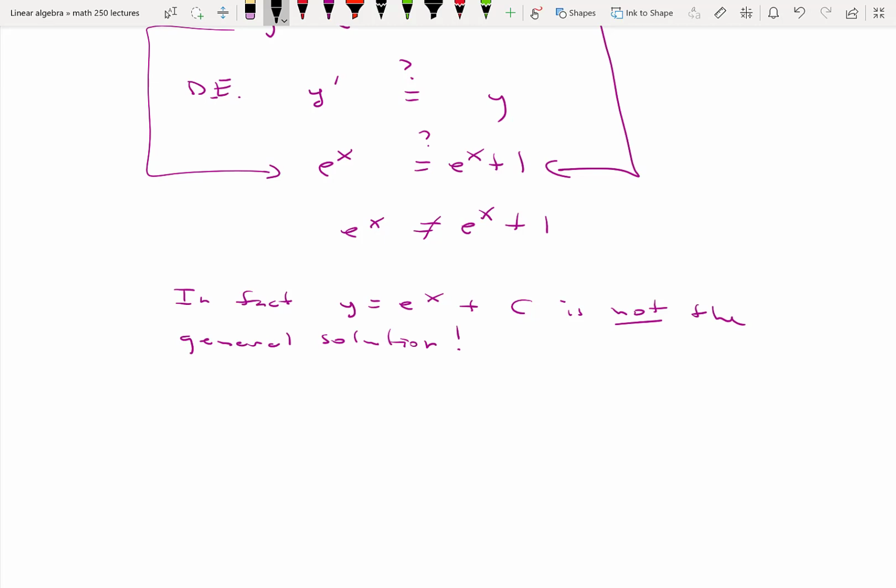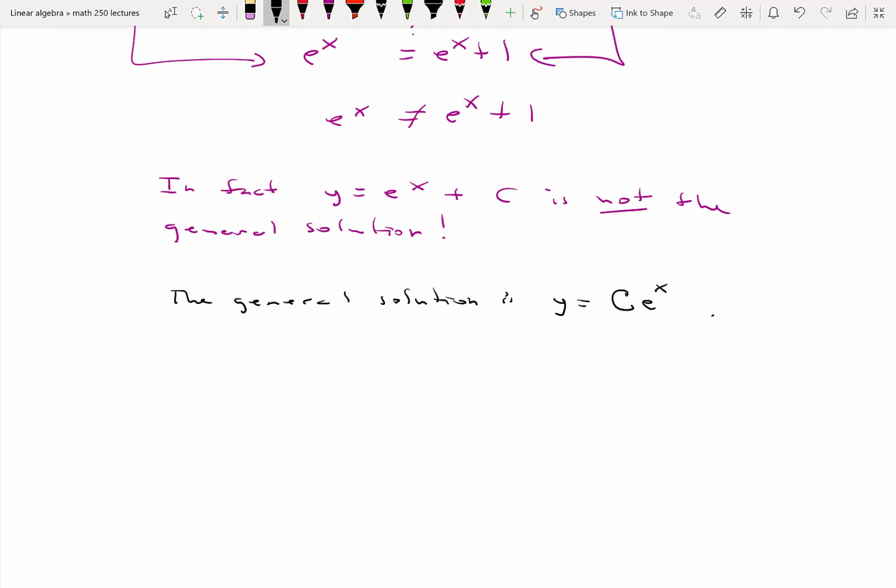So the general solution, you're going to be able to see how to get this general solution in this video segment. The general solution is y equals a constant times e to the x.